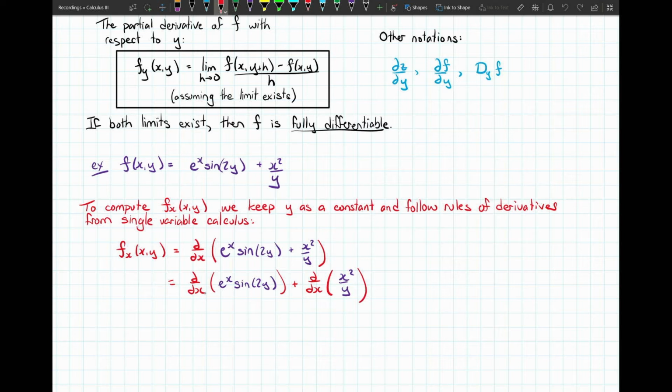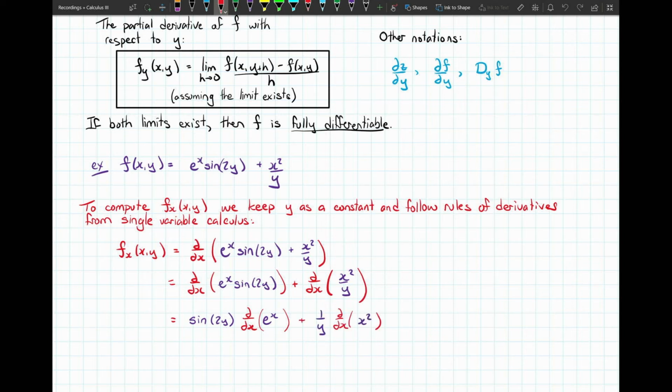So we'll take the partial derivative with respect to x of e to the x sine 2y, and we'll take the partial derivative with respect to x of x squared over y. Now remember, we're treating y as a constant. If y is just some number, then sine of 2y is just some number, and all of that is a constant, and we can apply the constant multiple rule to that first term. Sine of 2y is a constant, and we'll just take the partial derivative of e to the x with respect to x. Over in the second term, this y is a constant, and so we can actually pull a constant of 1 over y out of that term, and then just apply the differentiation operator to x squared.